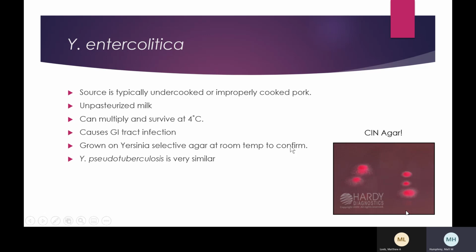And it's kind of weird, like with this bug right here, if we were ever to get a request from a doctor to culture for this, we would leave our agar out on the bench top to see if it grows. So Yersinia pseudotuberculosis is similar to enterocolitica, except you can kind of figure out from the name what type of infections it causes, but respiratory infections are typically what we associate that with. Cool. So there's another picture of that CIN agar.